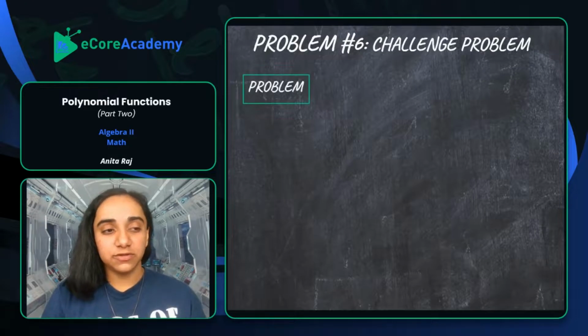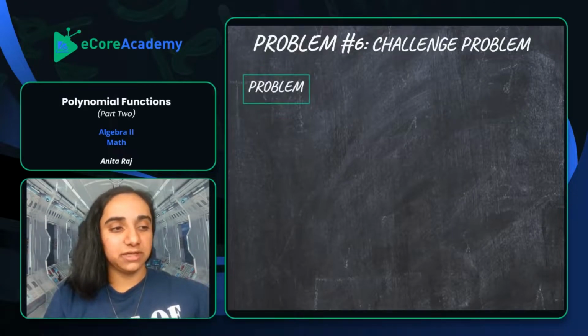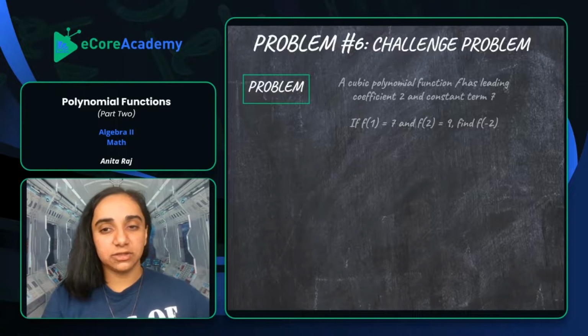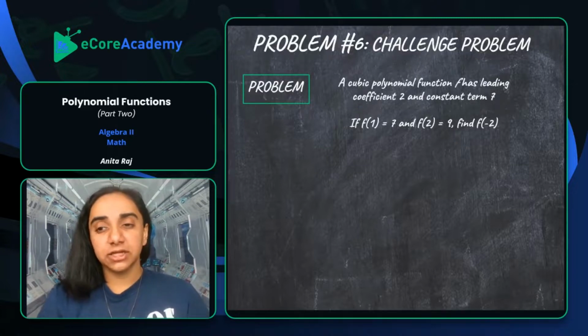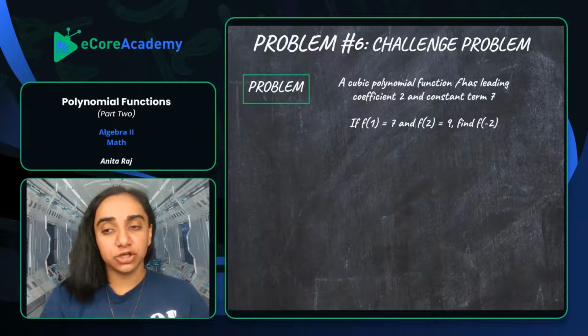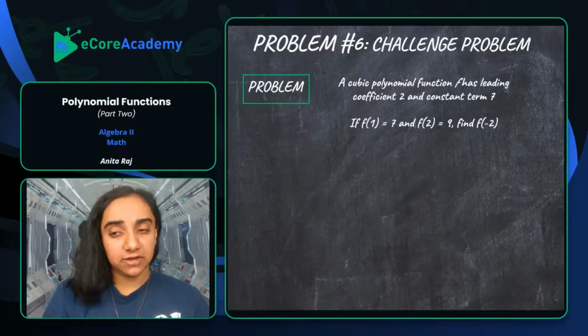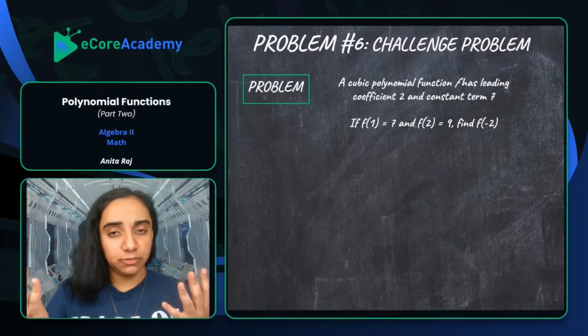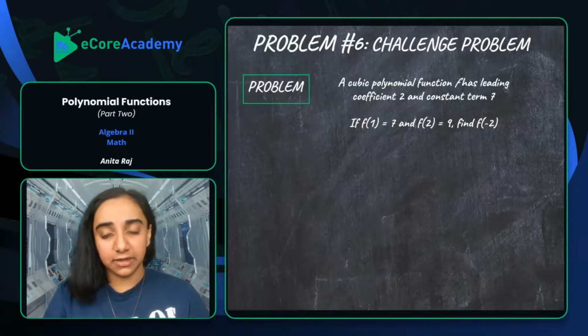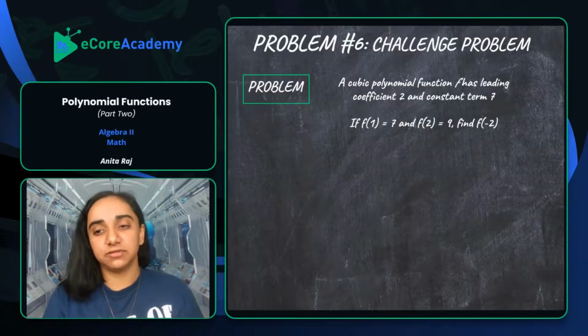Okay, so for those of you who stuck with me, let's do this problem together. It's going to be kind of hefty. Here's the problem. A cubic polynomial function called f has a leading coefficient of 2 and a constant term of 7. If f of 1 equals 7 and f of 2 equals 9, find f of negative 2. So first we've got to find out what this cubic polynomial is, and then we've got to plug negative 2 into it to find out what the value would be when the function is f of negative 2.